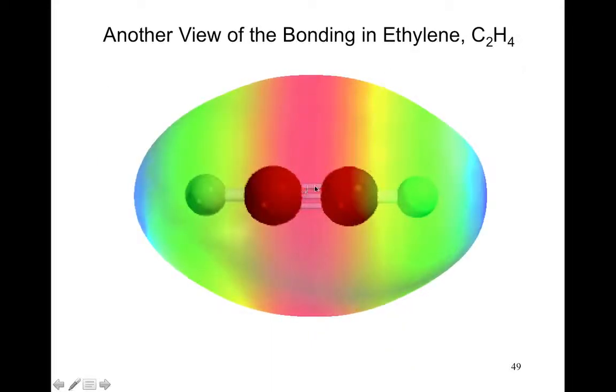And so here's what it looks like in the Lewis structure. 1, 2, 3 bonds between the carbons. Hydrogens are on the outside.